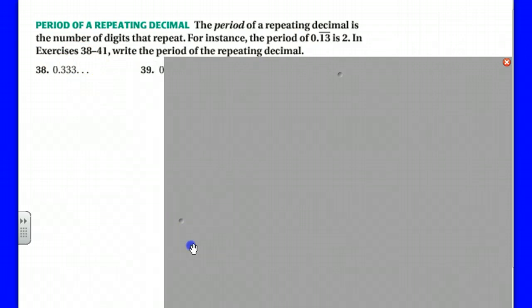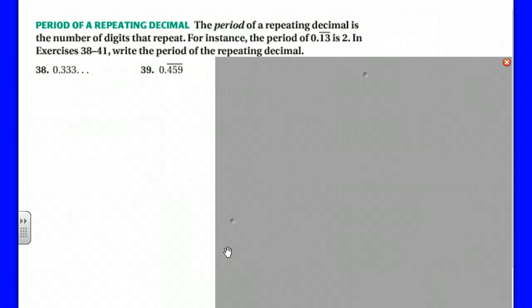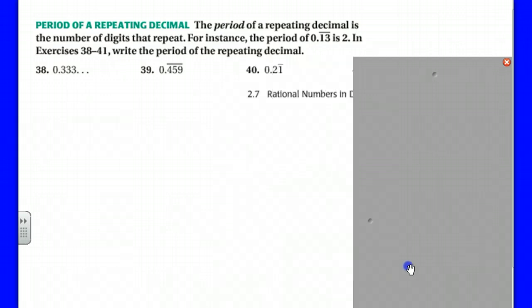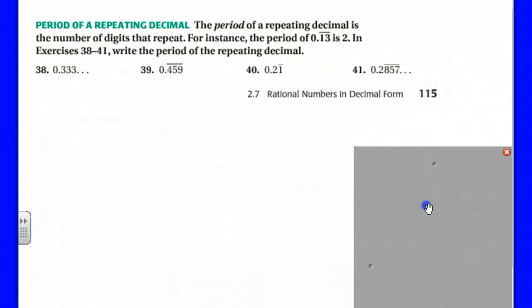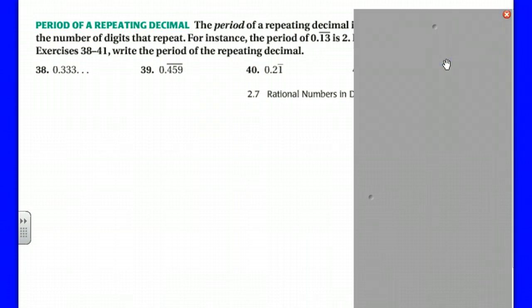Let's see if you can find it for number 39. 0.459 with a line over the top is saying 0.459, 459, 459, 459 forever. And so the period of this is 3. How about number 40? The period of that is 2? No. Look at it closer. It says 0.21 with a line only over the 1. So the period is 1.